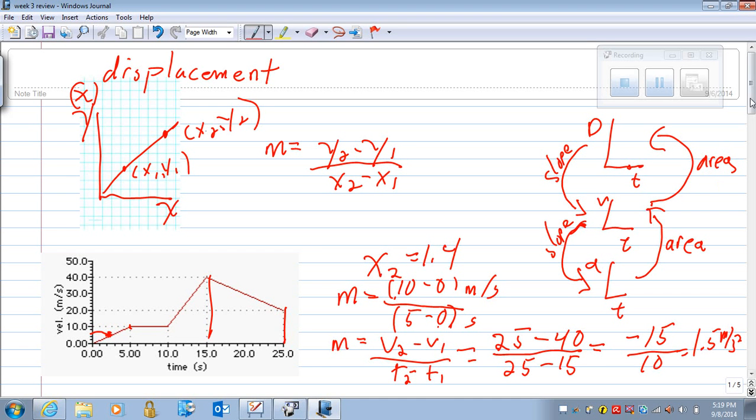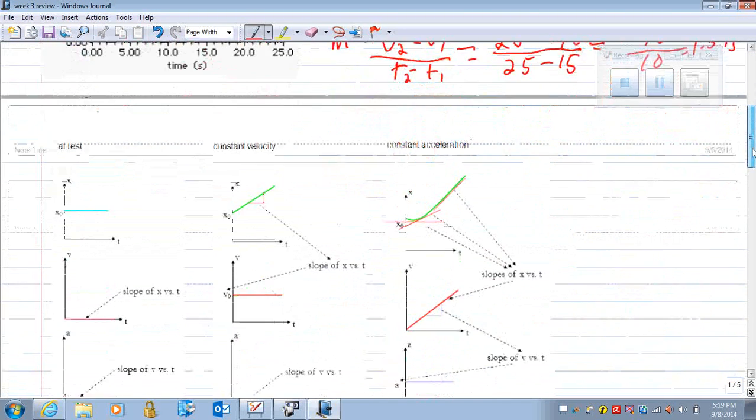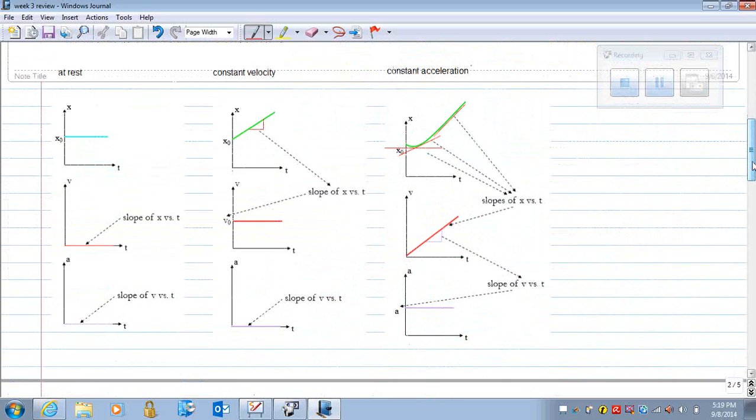Okay, so now let's look at some actual problems here. Here is a side-by-side view of what you took in your notes. If you don't have this, if you were absent a day or for some reason couldn't get it down, you might want to put this down in your journal when you get a chance. And it's interesting to look at this where we can see side by side at rest, constant velocity, and constant acceleration.